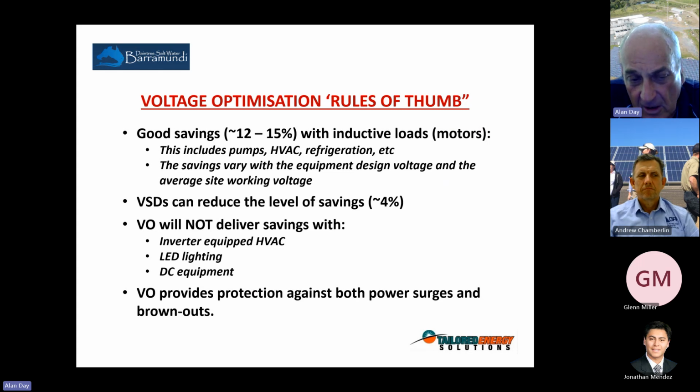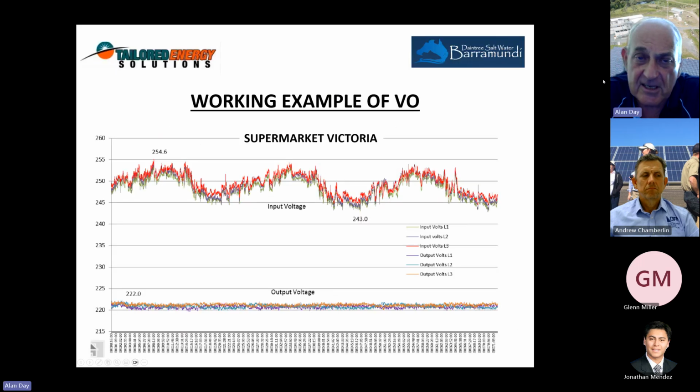But another quite good benefit from voltage optimization is that, as I said, it corrects for whether you've got an overvoltage situation or an undervoltage situation. So it protects you against surges and brownouts, which can extend the life of motors. This is just an example that we were provided by Captech, who are the guys that we've used with voltage optimization before. So this is a supermarket in Victoria.